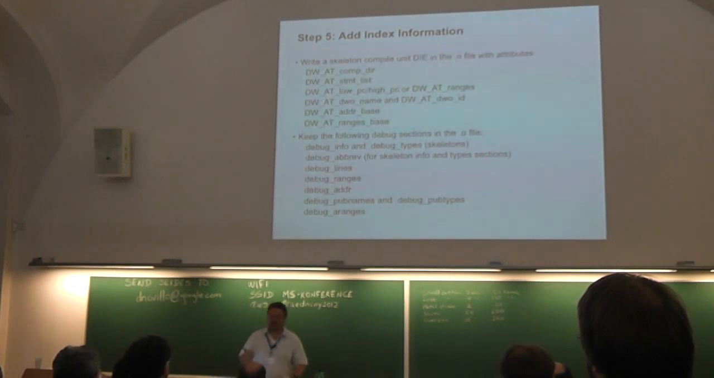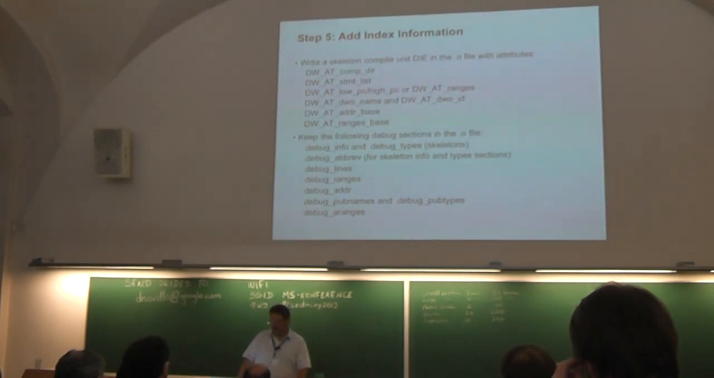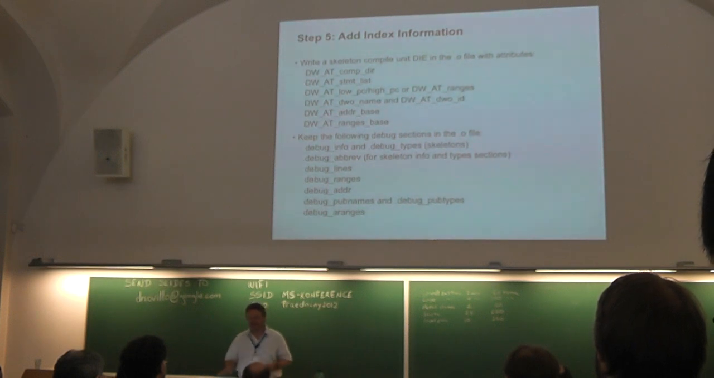Pub names and pub types are basically index information. Rather than leave them there for GDB, we actually process them in the linker. And debug aranges is kind of the ugly stepchild here. Nobody really uses it. We collect the range information from the compilation index when we build the GDB index at runtime. The debugger doesn't use aranges, so we basically leave that in the .o file if we generate it, and then we strip it out.